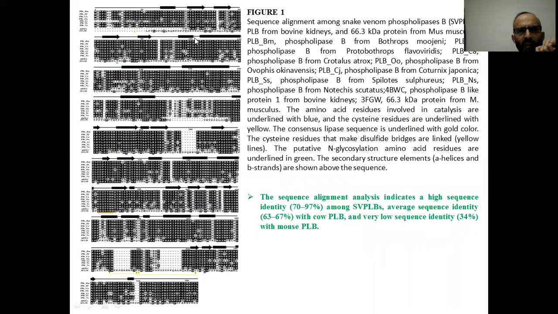So here we have done the sequence alignment among snake venom phospholipases B and also with the phospholipases B from the mammals. It indicates high sequence identity, 70 to 97%, with other snake venom phospholipases B, and low sequence identity, from 63 to 67%, with cow phospholipase B, and very low sequence identity, about 34%, with the mouse phospholipase B.